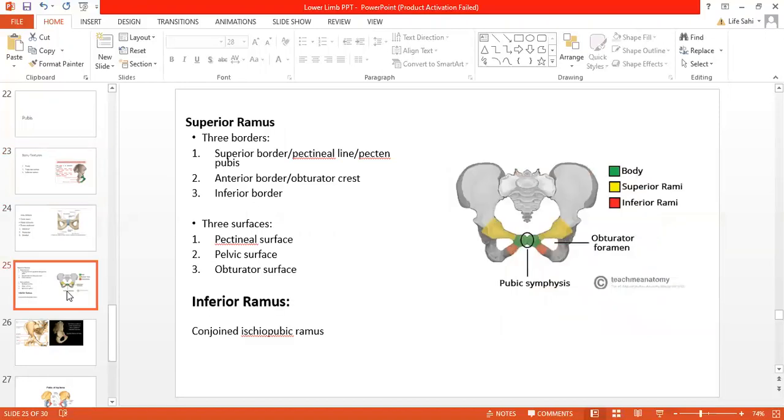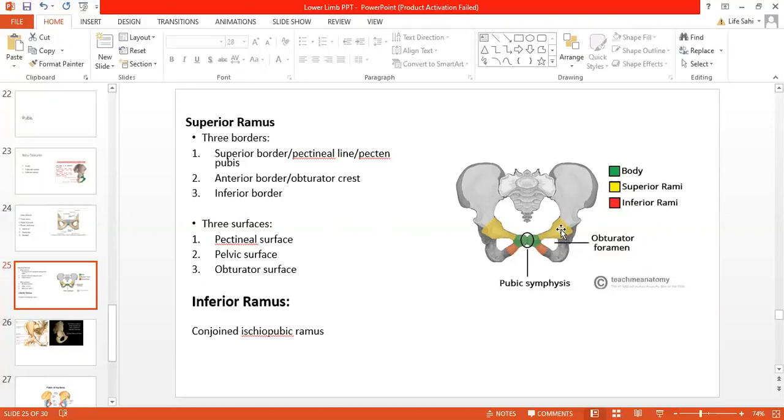Moving on to the rami of the pubis. The pubic bone has two rami, a superior ramus and an inferior ramus. The word ramus is usually defined as an extension or division of a structure. So from the body of the pubis, two divisions or two extensions come out. The one that is directed superiorly is called superior ramus.